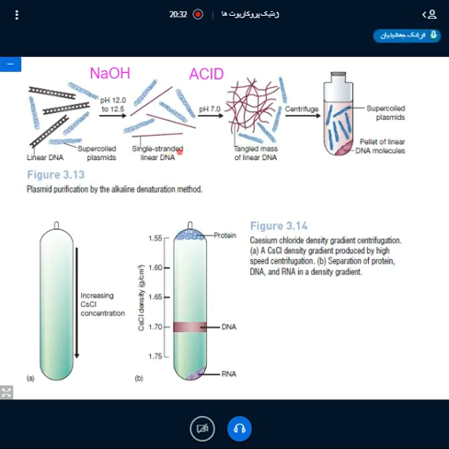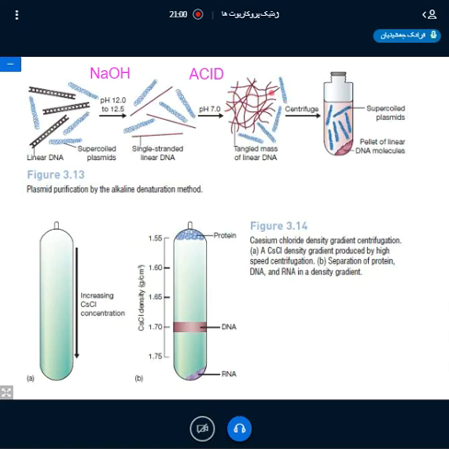What will happen if we add acid here? If we add some acid here, the pH decreases. Yes, the pH becomes 7. What will happen? The pH decreases, and what will happen?